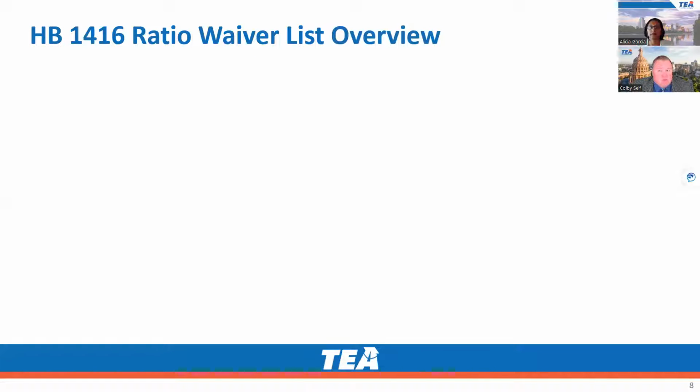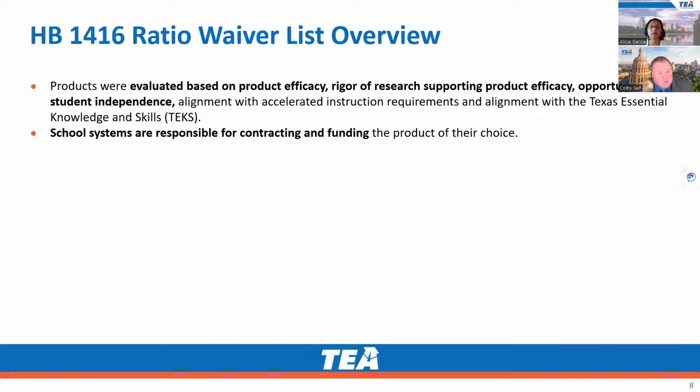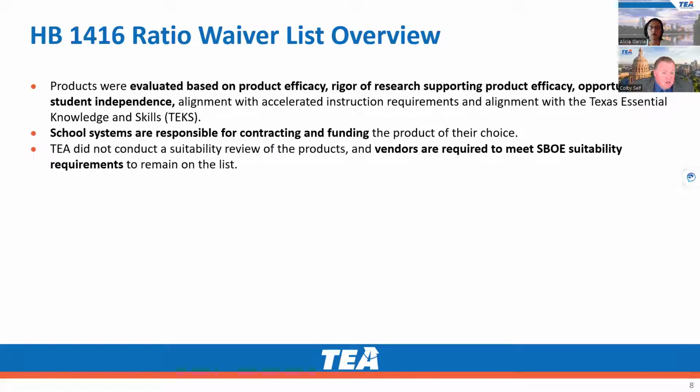So an overview, just a list of this. And if you received the TAA last week, it's going to follow the guidelines outlined in the TAA as well. But just a high level overview is the products were evaluated based on product efficacy, looking at the rigor of research supporting that efficacy, and promoting student independence, or the opportunity for student independence. We also want to ensure that there's alignment with the accelerated instruction requirements and the TEKS, the Texas Essential Knowledge and Skills. School systems are responsible for contracting and funding the product of their choice. TEA did not conduct a suitability review of the products. Vendors are required to meet the SBOE suitability requirements to remain on the list.